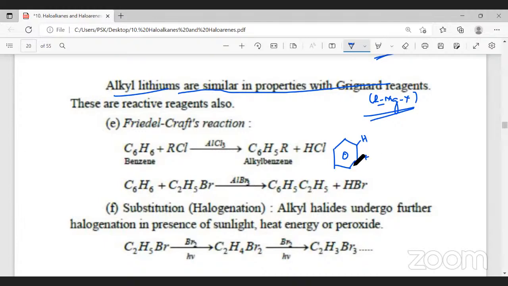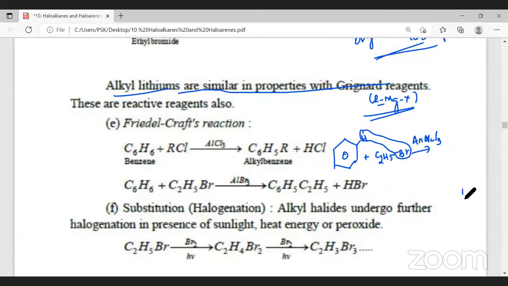When this benzene is allowed to react with alkyl halides, any alkyl halide we can take. The simplest possible is C2H5Br in the presence of anhydrous aluminum chloride. Remember, the catalyst used in Friedel-Crafts reaction is anhydrous aluminum chloride. Now, this H and Br gets eliminated as HBr. In place of H, C2H5 goes. So you get a benzene ring with C2H5. This will be called alkyl benzene, and specifically ethyl benzene. This is called Friedel-Crafts reaction.